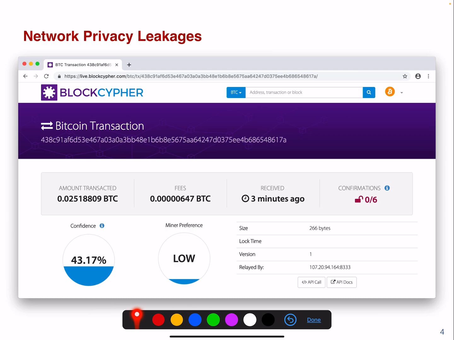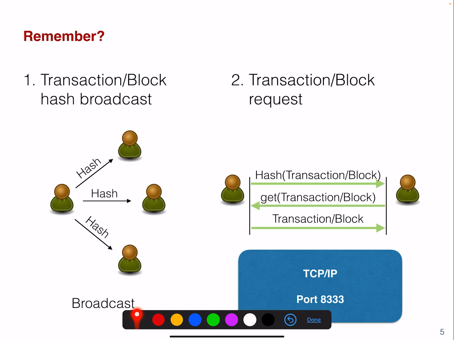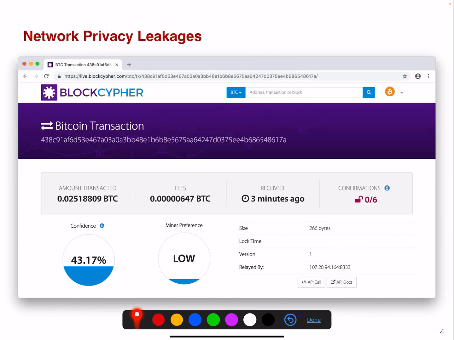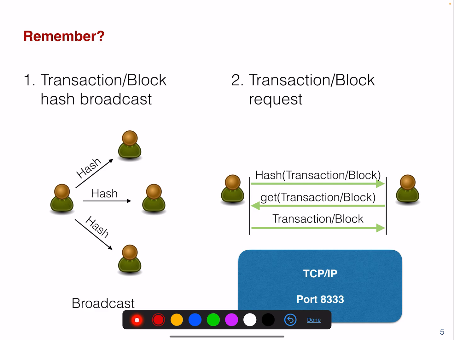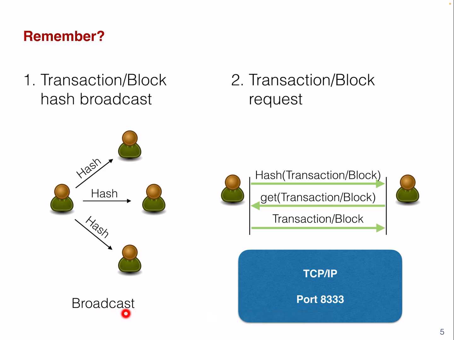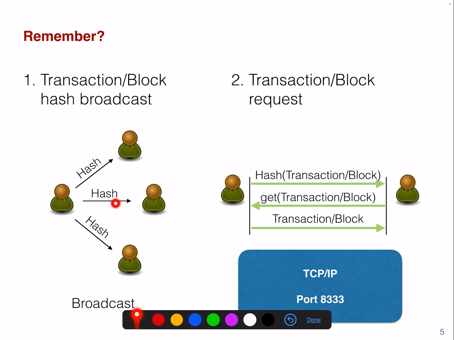If you go to, for example, BlockCypher here, you can see they are reporting by whom this transaction is relayed. Notably, the term is relayed. It does not necessarily mean that this is the real transaction originator. And do you remember the transaction and block hash broadcast mechanism? The data is typically advertised with a hash first, and then it's requested, and then the transaction or block is transmitted. And this all goes over TCP port 8333 in Bitcoin, while on Ethereum the default port is 30303.